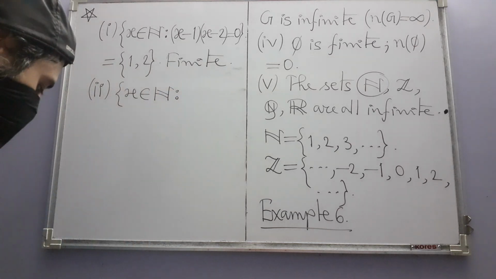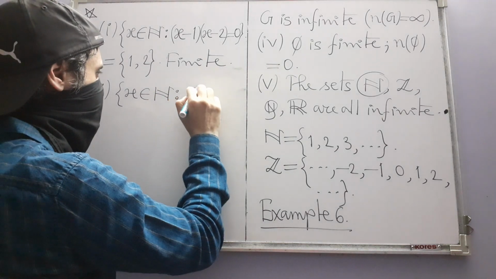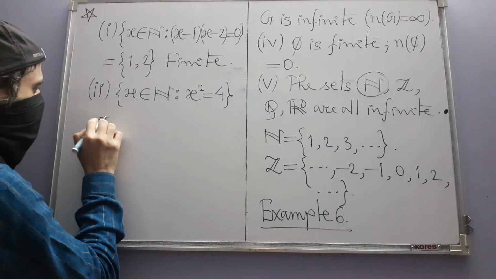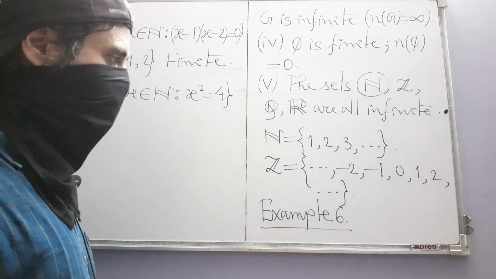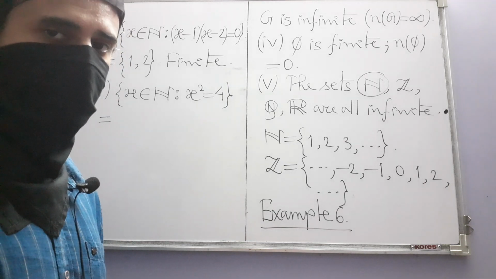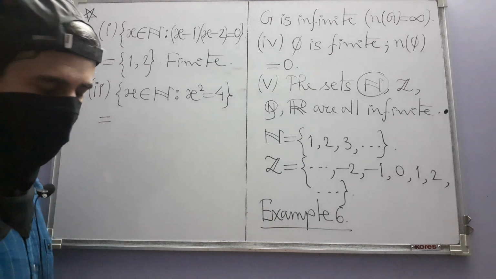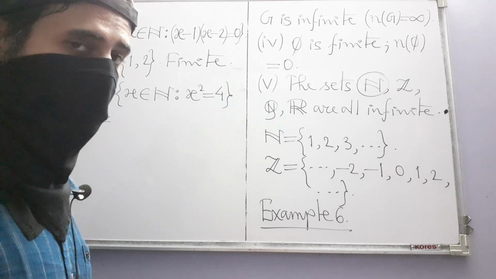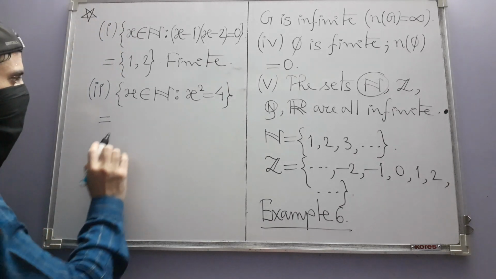The second one is the set of all natural numbers x such that x square is equal to 4. You see, sometimes we become careless because of tiredness, fatigue, or maybe we are in a hurry to do something. Never do mathematics in a hurry. Always do it when you are relaxed and when you can think.